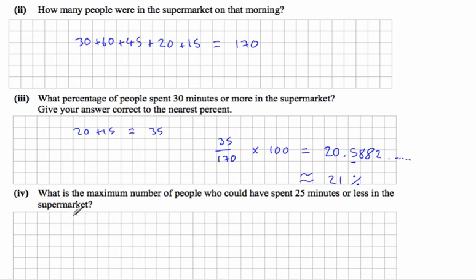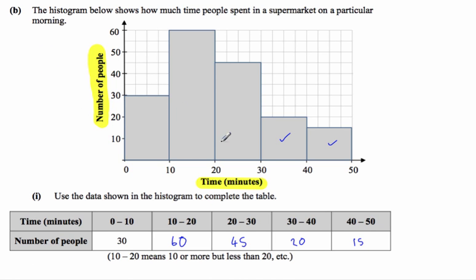Okay, and the last part, 4. What is the maximum number of people who could have spent 25 minutes or less in the supermarket? Well, certainly these people here, these 30 and these 60, they spent less than 20. Now, all these people in here could have spent less than 25 minutes, because we know they spent between 20 and 30, but we don't know how many. So we could say that they spent less than 25. We could assume that. That's the most.